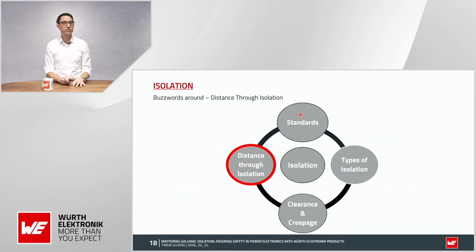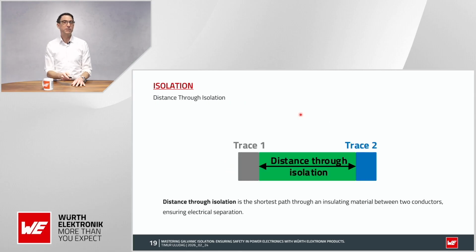And last but not least, distance through isolation. The distance through isolation represents the minimum physical thickness here of an insulation material between two conductive parts. We have got here trace 1 and here trace 2. And the distance through isolation is here, the distance you see here.